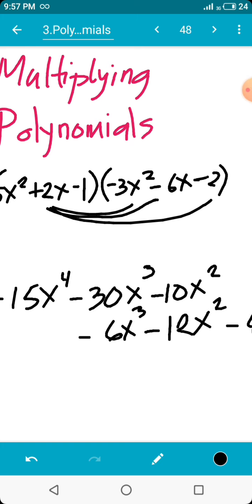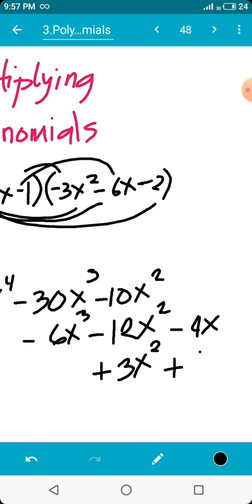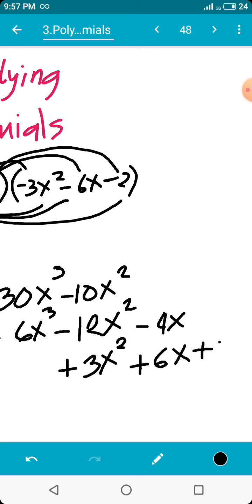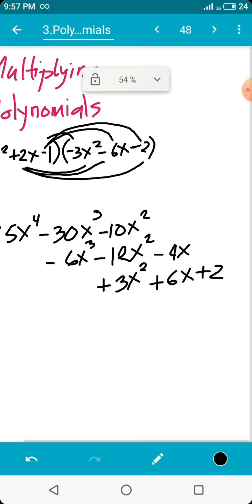Okay? So, ito namang negative 1, sa bawat isa din. So, let's have negative 1 times negative 3x squared. So, that is positive 3x squared. Negative 1 times negative 6x. So, that is positive 6x. And then, negative 1 times negative 2. That is positive 2. Okay?